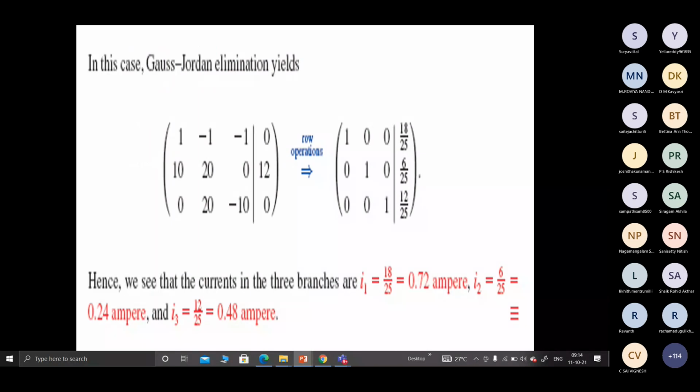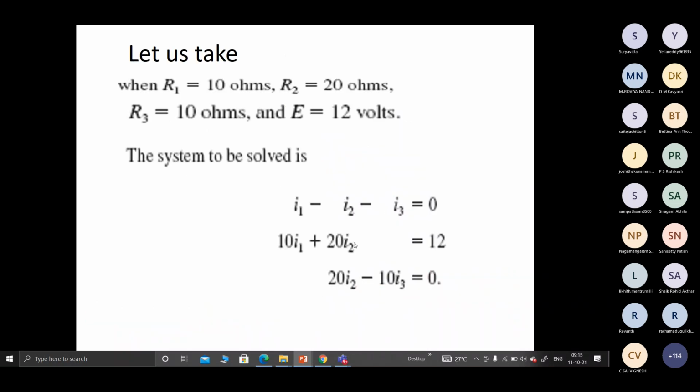So again, you can go for the Gauss elimination method. So you get something like this. Even if you do it on your own here. What is the first matrix? By Gauss elimination, the first row is 1, minus 1, minus 1, 0. Then 10, 20, 0, 12. Then 0, 20, minus 10, 0.